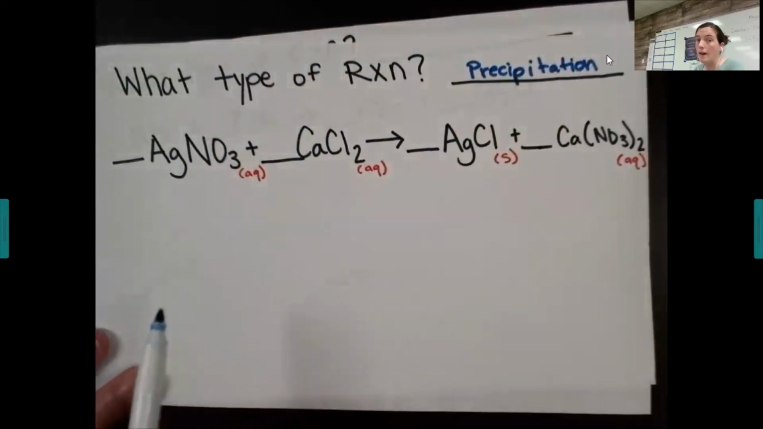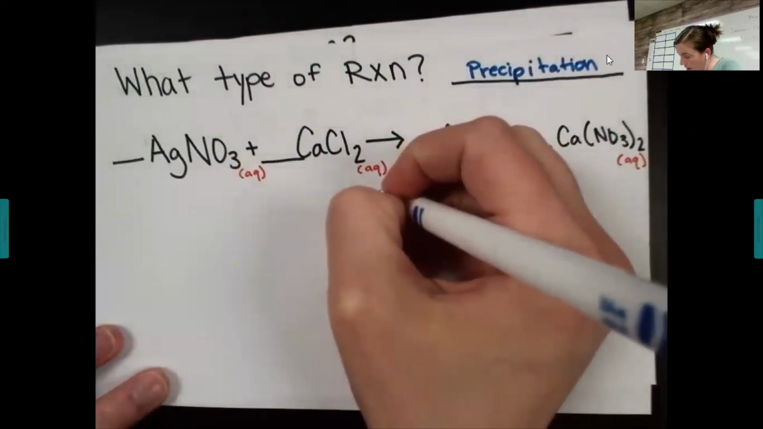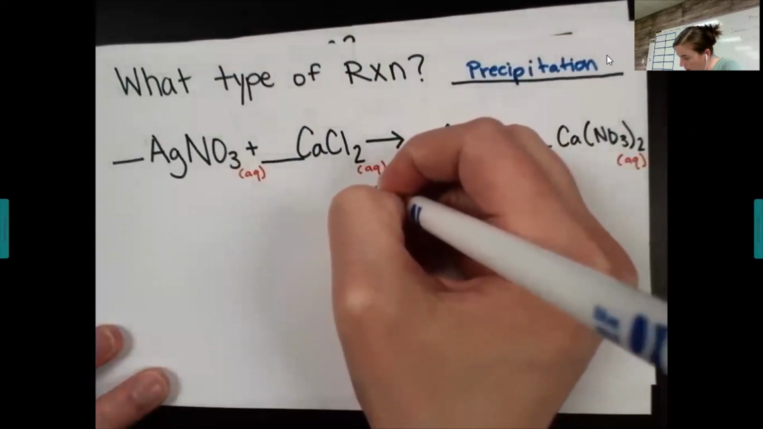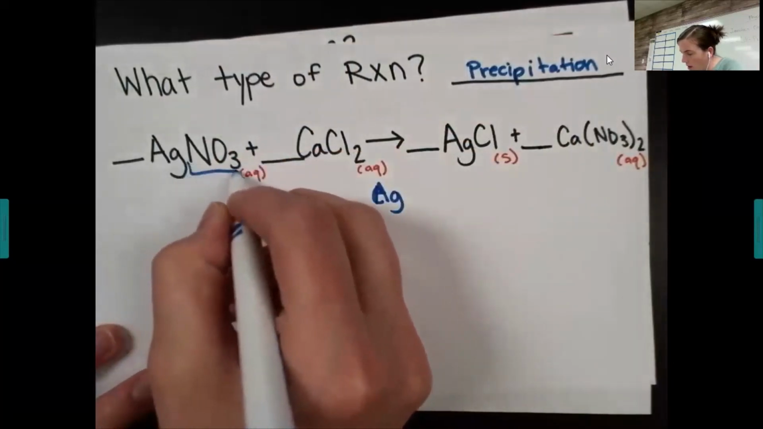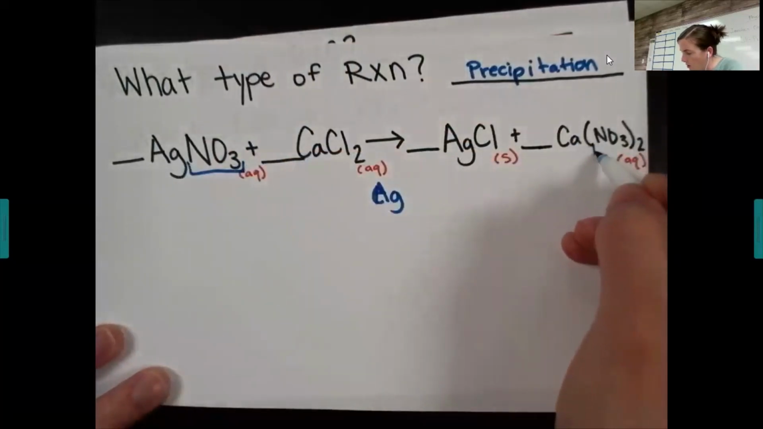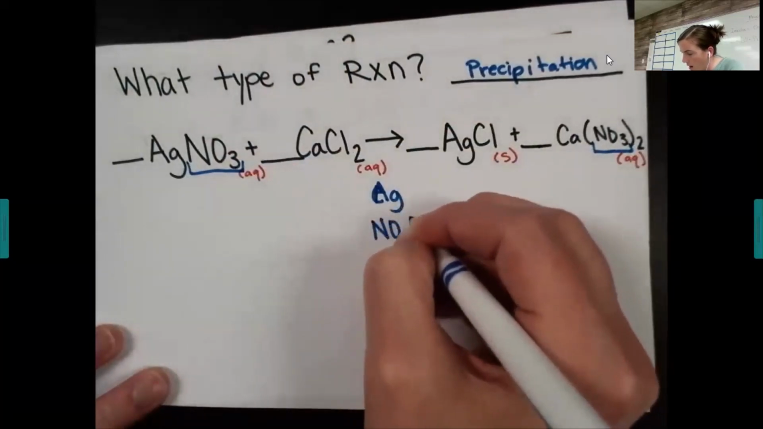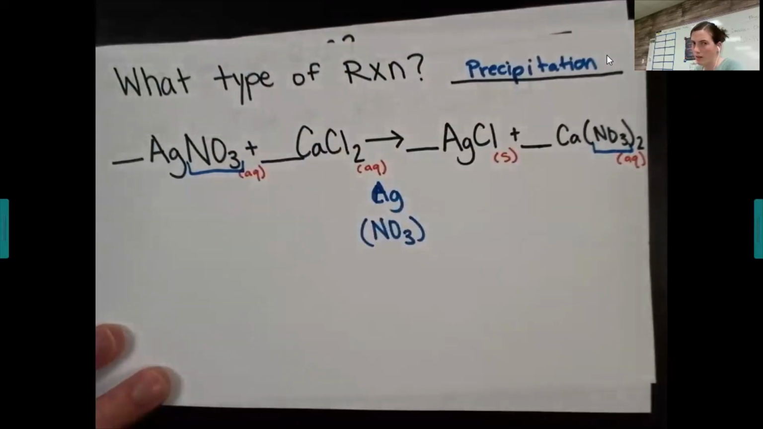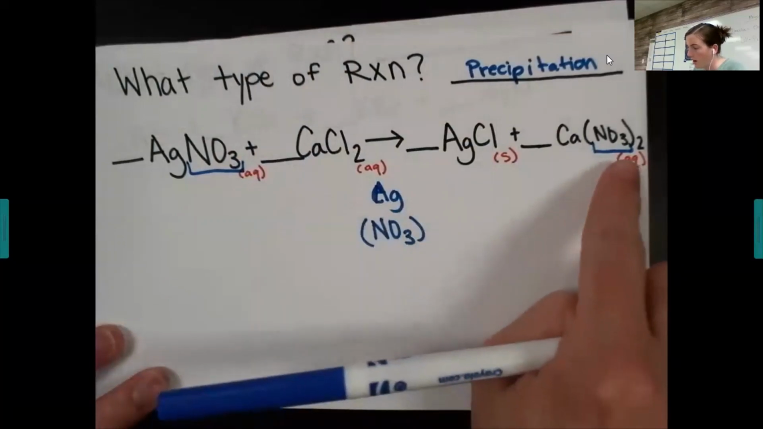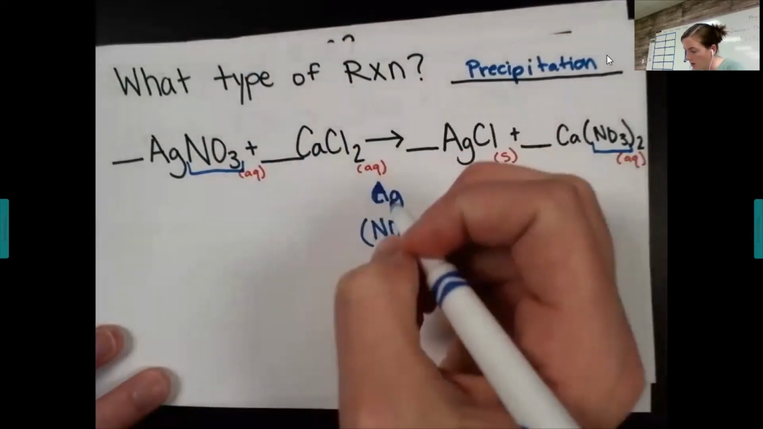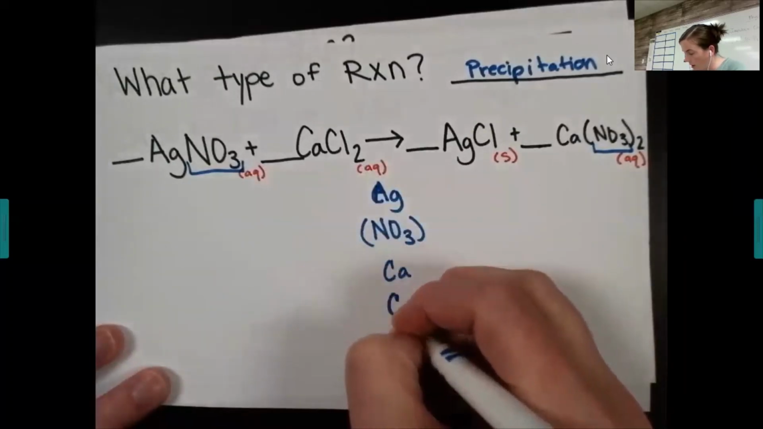All right. To balance it out, we're going to list the elements that we have. So I'm just going to start with the left. So we have silver. I have NO3 right here. I also have NO3 on this side of the equation. So I'm going to treat it like it's one element. And I'm going to put it in parentheses so I don't get that 3 mixed up. Okay, because I have one NO3 here. I have two NO3s here. All right, and then we have calcium and chlorine.